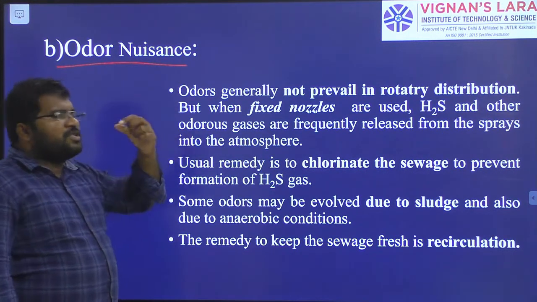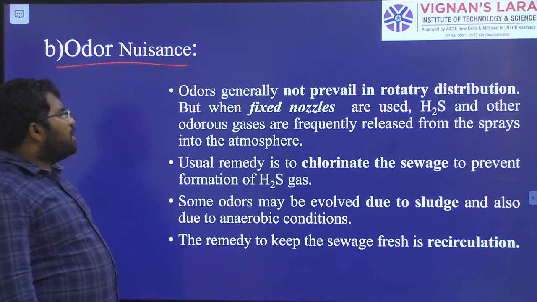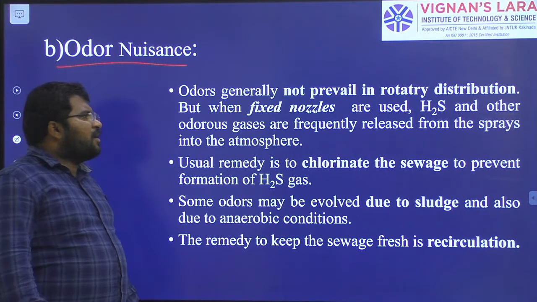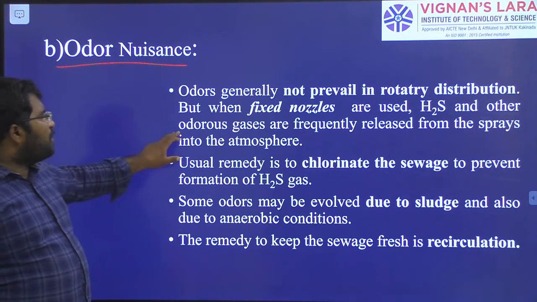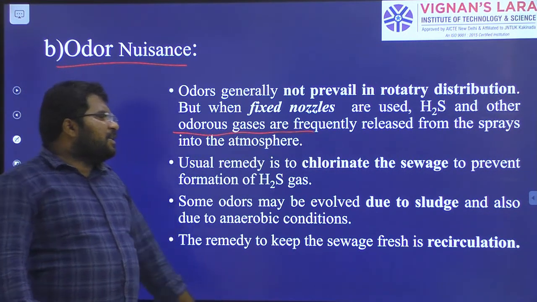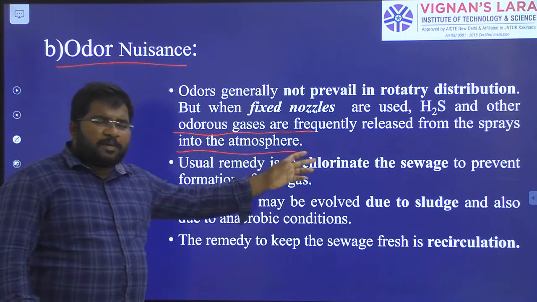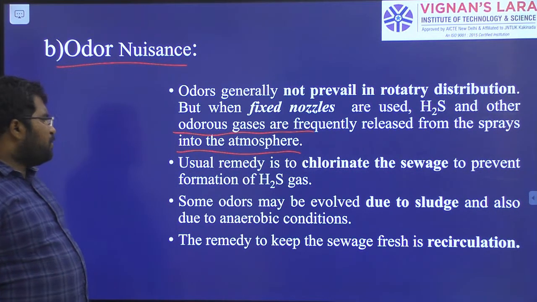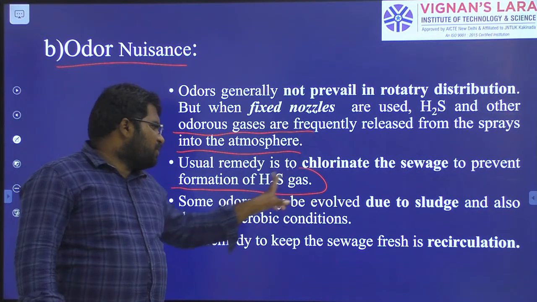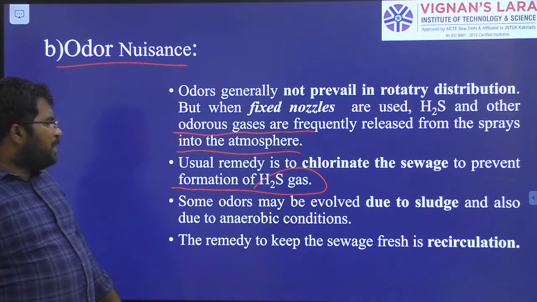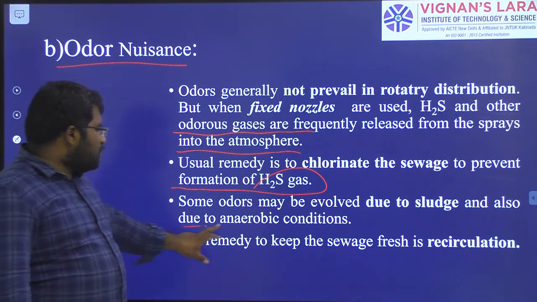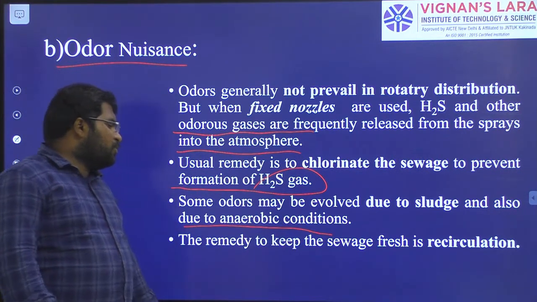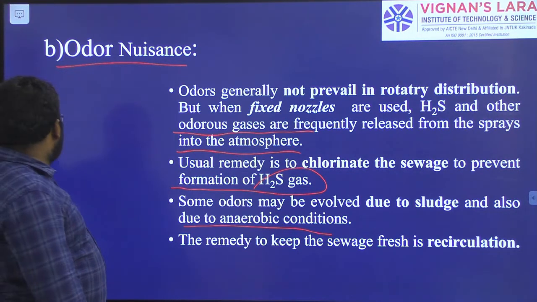is odor nuisance. That means bad smell, right? So odors are generally not prevalent in rotary distribution, but when fixed nozzles are used, H2S and other odorous gases are frequently released from the sprays into the atmosphere, right? So the usual remedy is to chlorinate the sewage to prevent the formation of H2S. Okay. Some odors may evolve due to sludge and also due to anaerobic conditions, right? So the remedy is to keep the sewage fresh by recirculation.